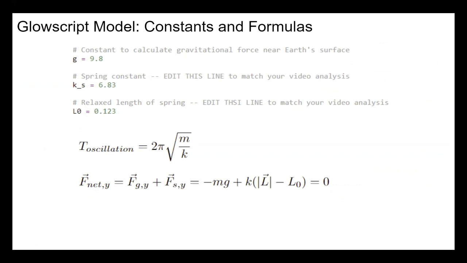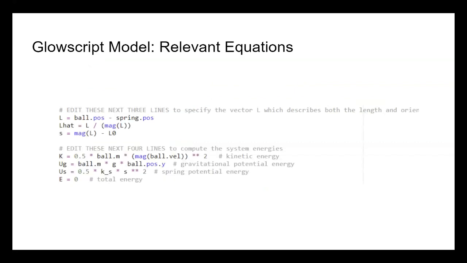So in the T oscillation, that's from our period, which we'll talk about later. We can plug in the mass and calculate for K. And then, for F net in the Y direction, we have minus mg plus our spring force in the Y direction, which has to equal zero. And then we can calculate K. And these are the relevant equations for the GlowScript model. This, again, comes directly from the formulas that I showed before.